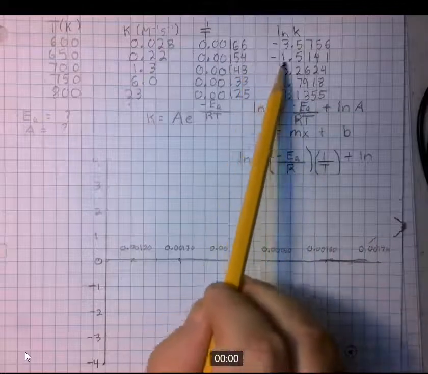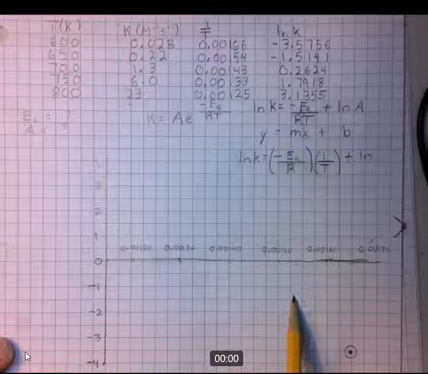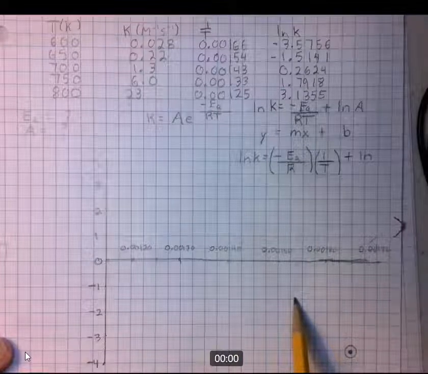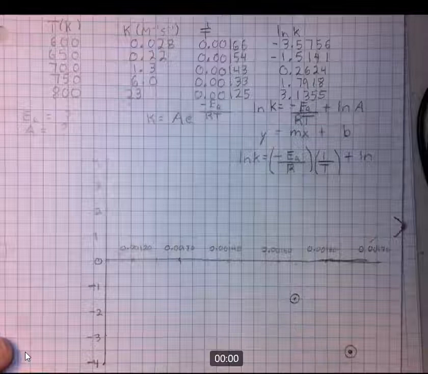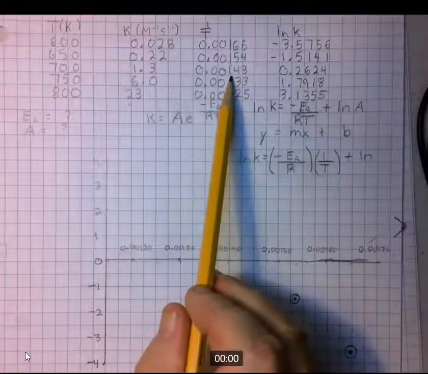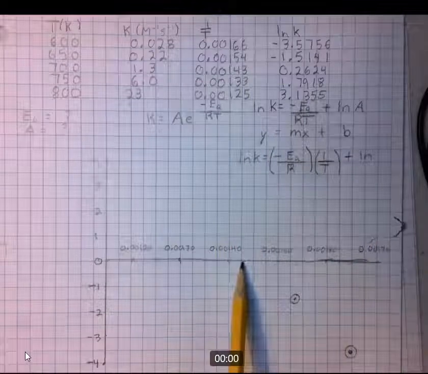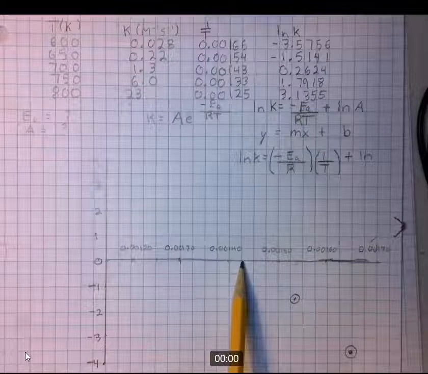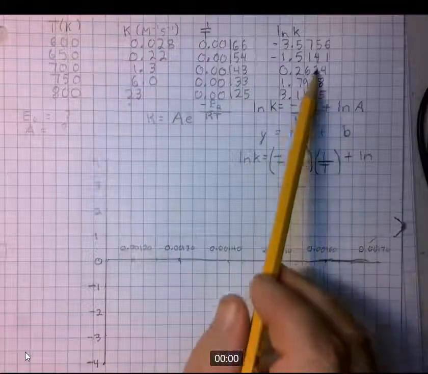And then that's going to match up with negative 1.5. So I'm just going to come right here and come down here to about 1.5 right there on this axis. And we're going to put a dot right about there. Next, 0.00143, so that's going to get us just past 0.0010, and that's going to get us right around in here, and that matches up with 0.2624.